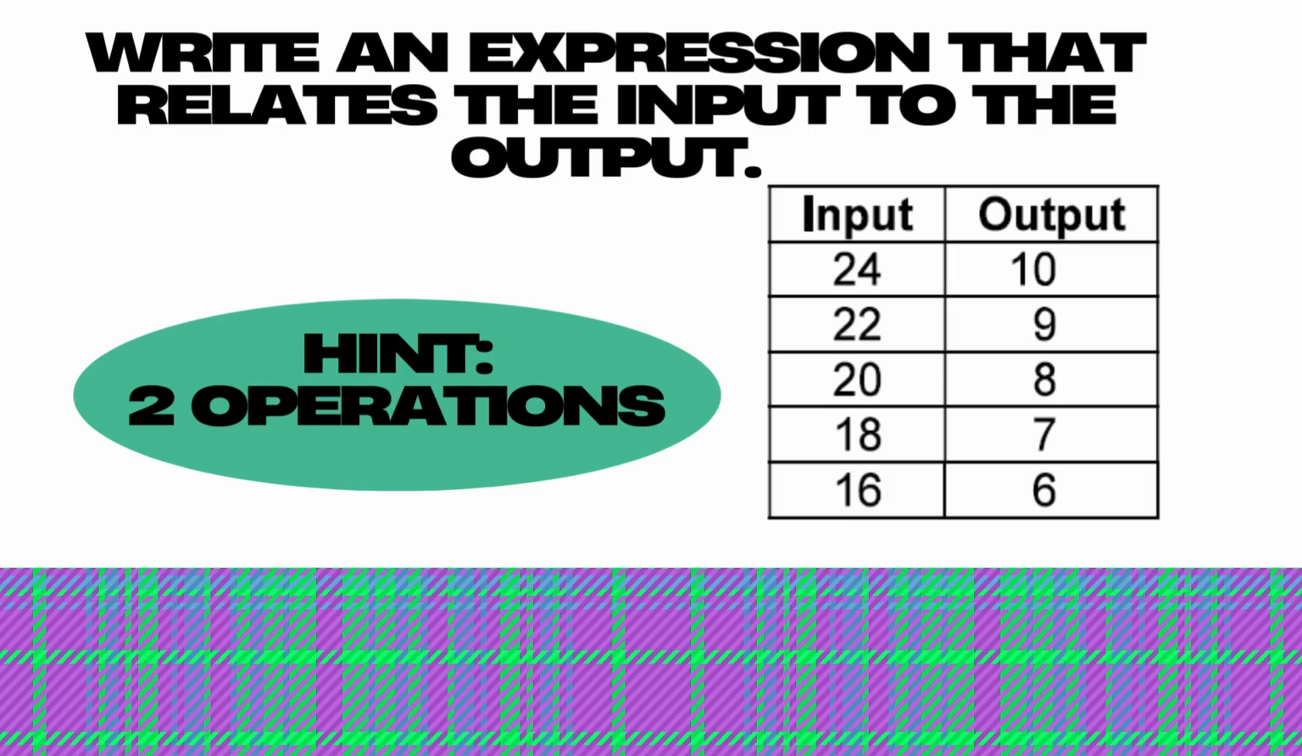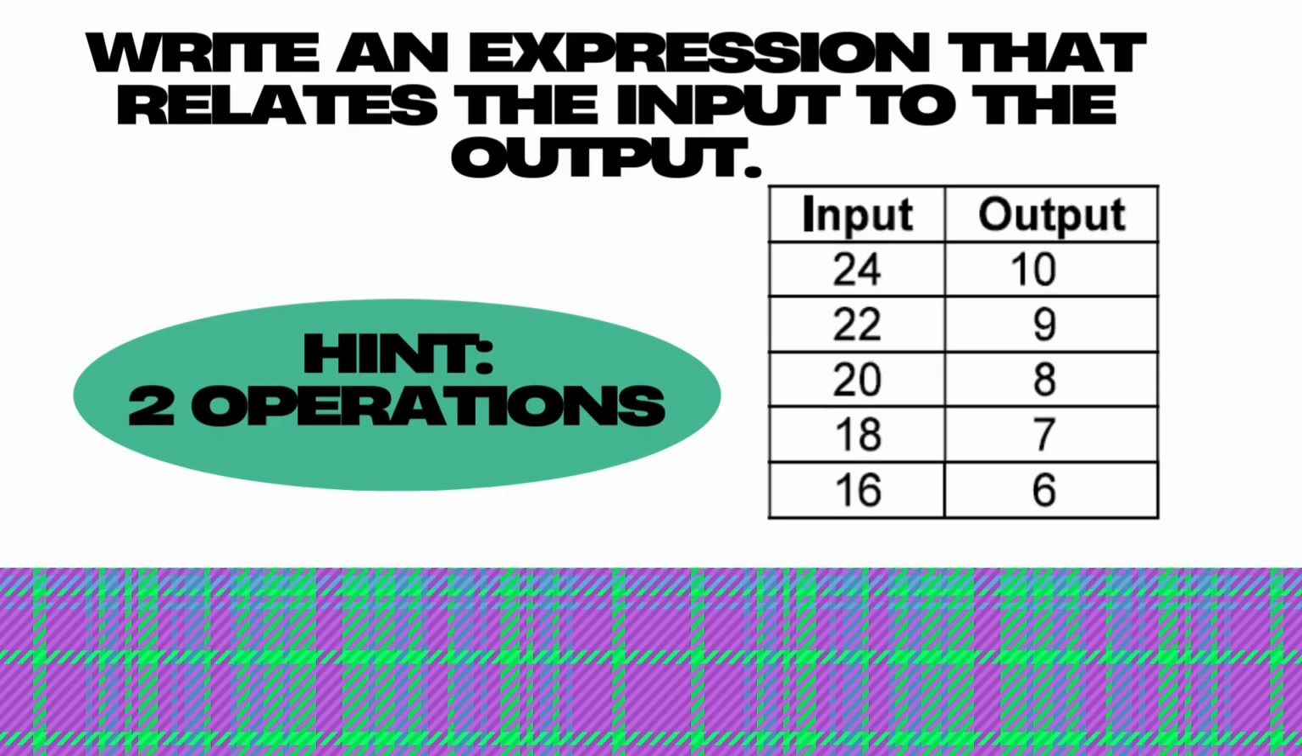Write an expression that relates the input to the output. And there's a hint here for you. There are 2 operations that will need to be done. Having a look at the input and output table, you will see the input starts at 24 and it decreases by 2 each time. The output starts at the number 10 and decreases by 1 each time. The input is also greater than the output.